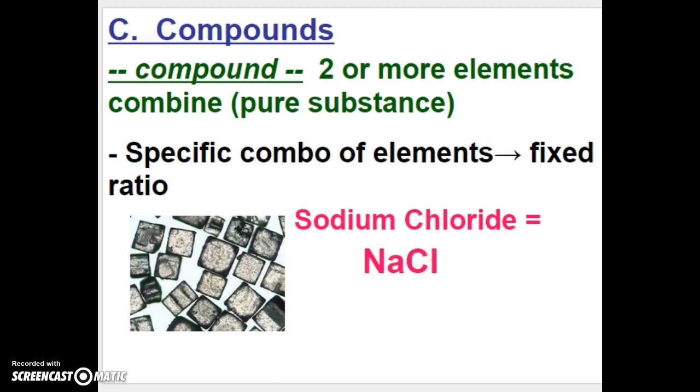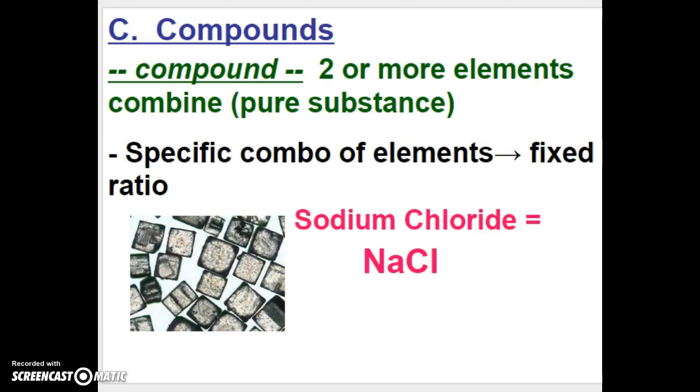Compounds. When we connect two or more elements together, they combine to form a pure substance known as a compound. Every compound out there has a specific combination of elements, and that formula is a fixed ratio of atoms. For example, sodium chloride, regular old table salt. There's one sodium atom attached to one chlorine atom. Together, NaCl. Salt is always NaCl. It is not any other number. It is not any other element.